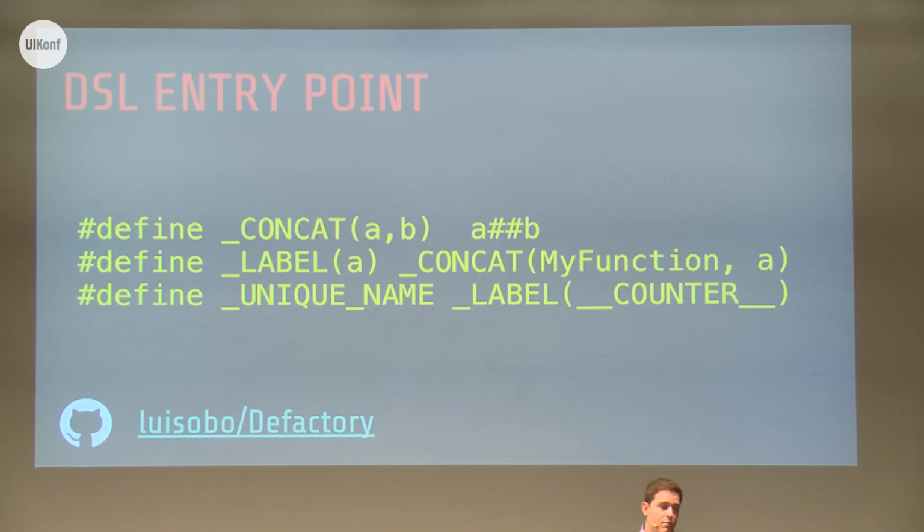So first line, we define a kind of private macro where you concatenate two strings. That's how you do it with two hashtags. Then you create something that puts together a prefix and whatever is passed as an argument. And finally, you use that to pass the counter macro in. So the end result will be my function 0, my function 1, my function 2, so on and so forth.